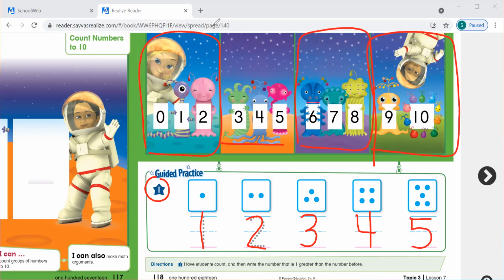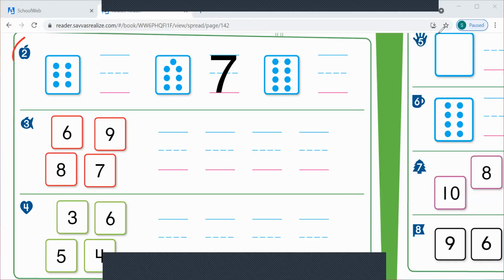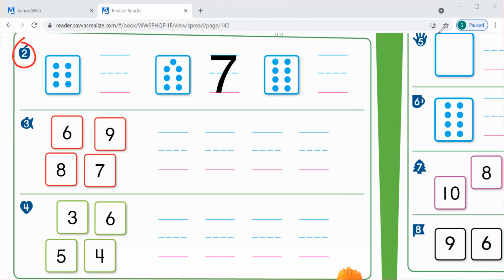Let's look at our next page. Look at number 2. You're going to count to find the number that is 1 less and 1 greater than 7. And then you're going to write the numbers. So remember, we want the numbers 1 less and 1 greater than this number. So all we have to do is count these dice. There are 1, 2, 3, 4, 5, 6. Now 6 is 1 less than 7.